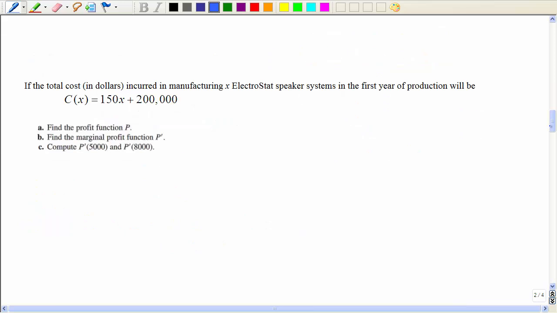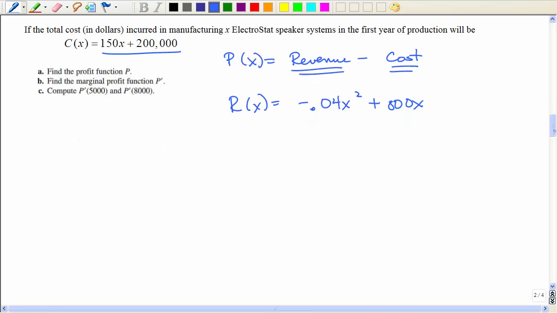Let's say we have this cost, so we have another speaker system, and we want to find the profit function. Recall that the profit is going to be your revenue minus your costs. How much money you brought in, but how much money did it cost you? That's your total profit, right? So if we have a cost function here, what is our revenue function? This problem is referring to the previous one we talked about, those electrostatic speaker systems. So I need to use the revenue function that I found in the previous example.